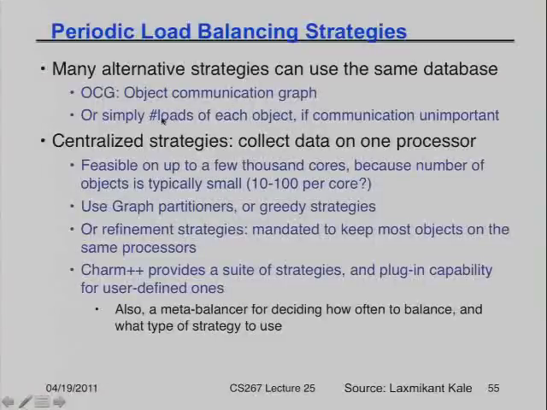Or should it just keep track of the number of tasks, if the communication doesn't matter? Because no one size fits all, these are all available. It's using a centralized strategy right now, and it can do graph partitioning, it can do greedy strategies, and you can define your own. If you have a new one of these schemes that I've talked about that's not in there, you can add it. You can put in your own mechanism.